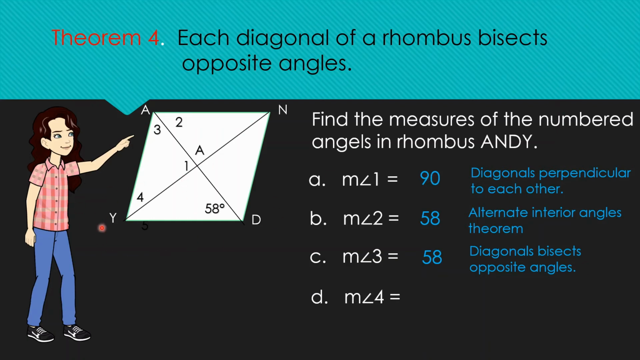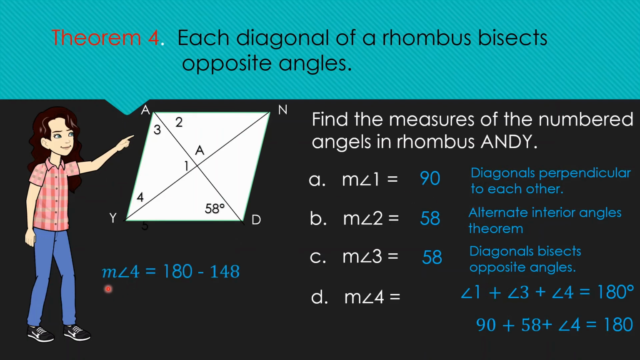Then what is angle 4? Angle 1 plus angle 3 plus angle 4 is equal to 180 degrees. So we have 90, angle 1. Angle 3 is 58, plus angle 4 is equal to 180. So the measure of angle 4 is 180, then combine 90 plus 58 is 148. We subtract from 180. So 180 minus 148, our angle 4 is 32. So the measure of angle 4 is 32.